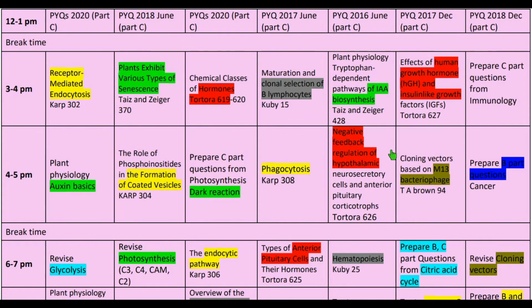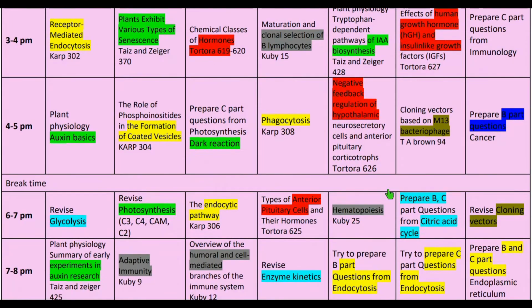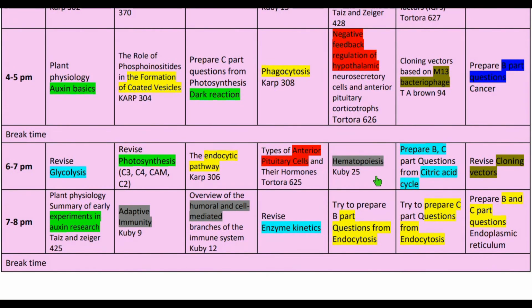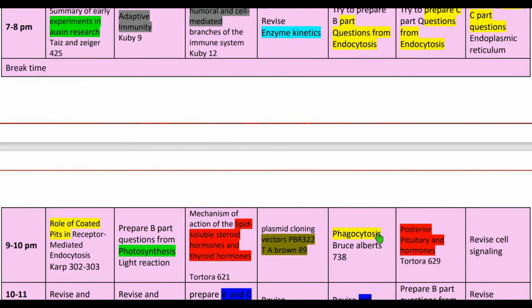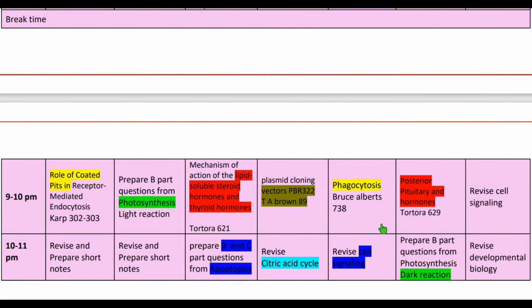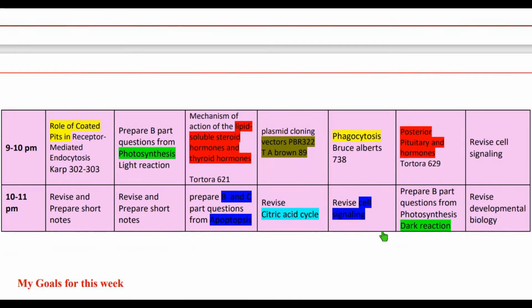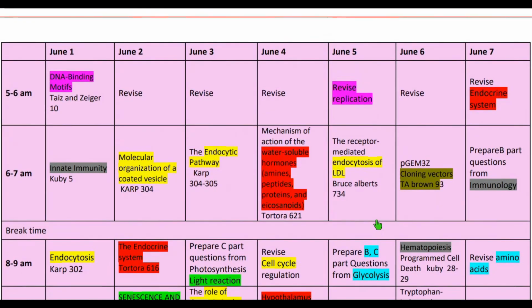4 to 5 p.m., negative feedback regulation of hypothalamic neurosecretory cells and anterior pituitary corticotropes. 6 to 7 p.m., hematopoiesis. 7 to 8 p.m., try to prepare part B questions from endocytosis. 9 to 10 p.m., phagocytosis. Which book to refer? Bruce Alberts. 10 to 11 p.m., revise cell signaling.